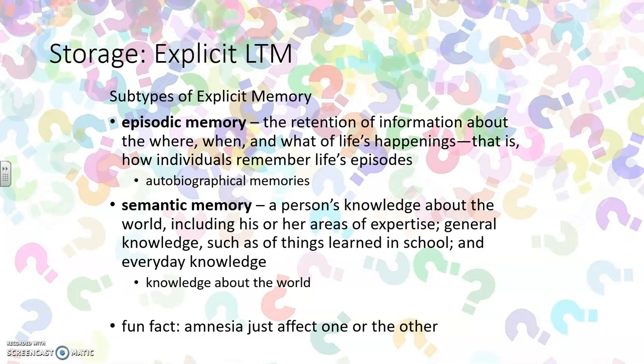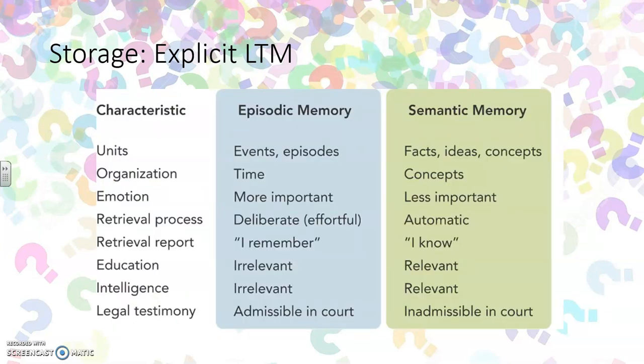Versus semantic memory, and this is just knowledge about other things. So this is like school, general trivia, everyday knowledge, and a pretty cool fact is that if you have amnesia, it only affects one of those two things. So either the episodic memory or the semantic memory. These are both characteristics of these two types. So either there's time and place, or facts, ideas, and concepts.